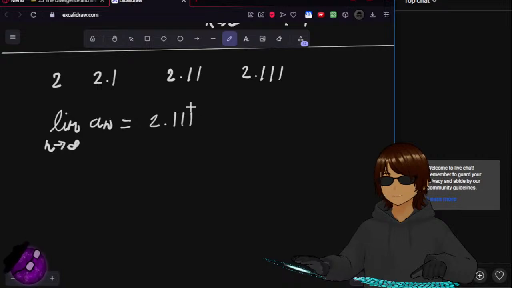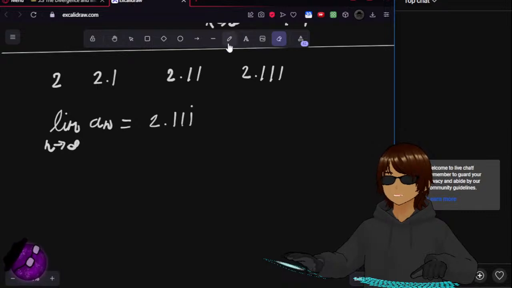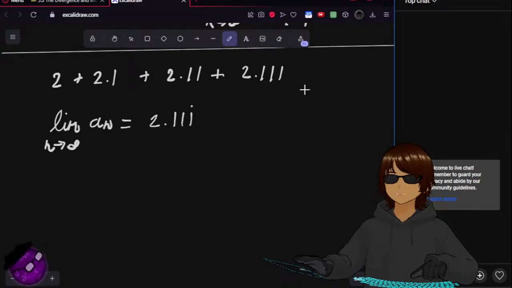So if we take it to infinity, then this would be the quote unquote last term. This is what it's approaching, 2.11111. And if we take the sum of this, it will definitely be infinity, because it's just like adding infinite 2's. If infinite 2's adds up to infinity, then this series will also go to infinity.